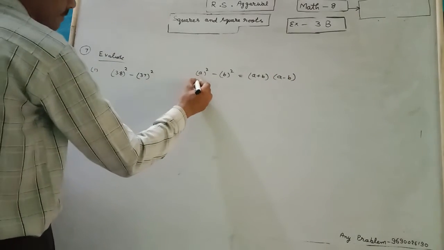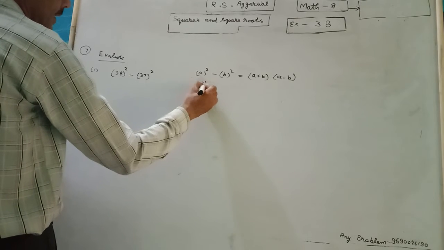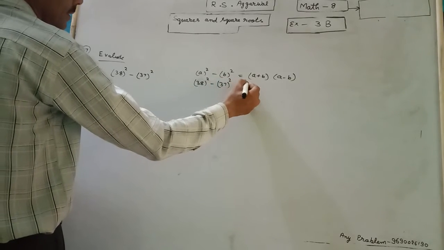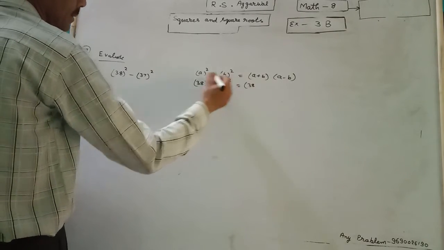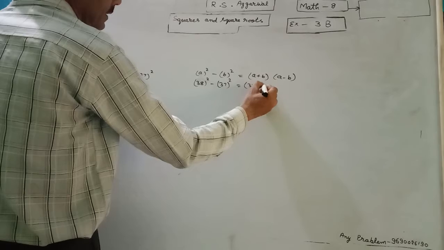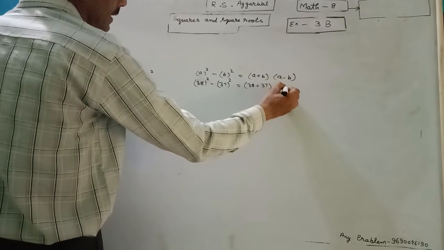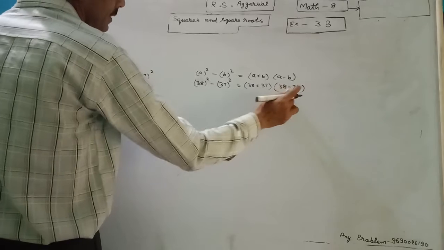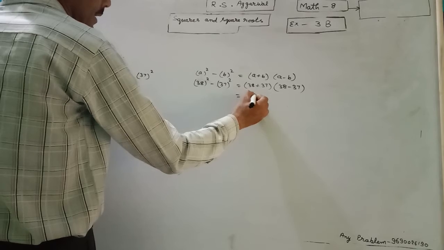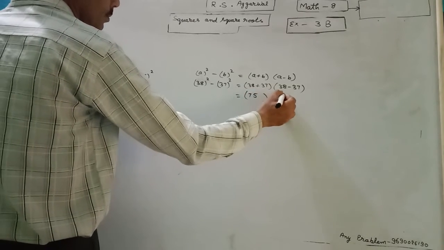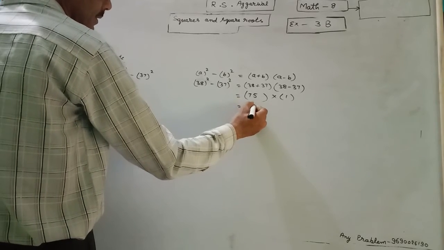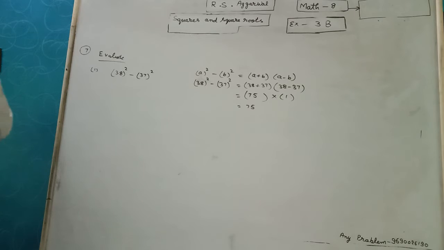Question is 38 square minus 37 square. 38 will be a and b will be 37. 38 plus 37 and 38 minus 37. After plus it is 75 into 1. After multiply it is 75. The first part value is 75.